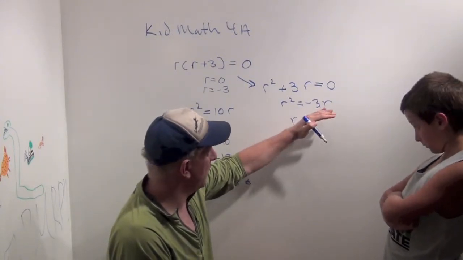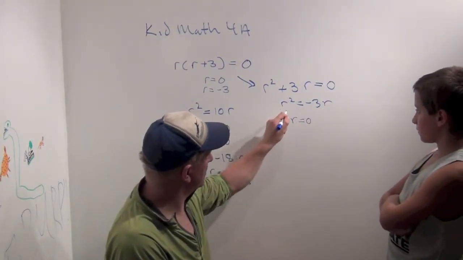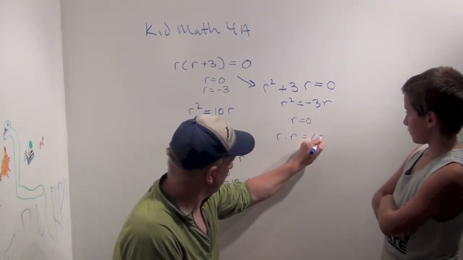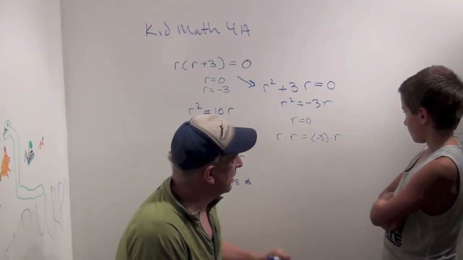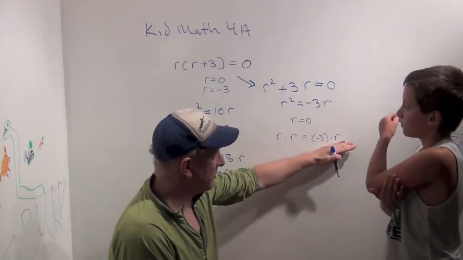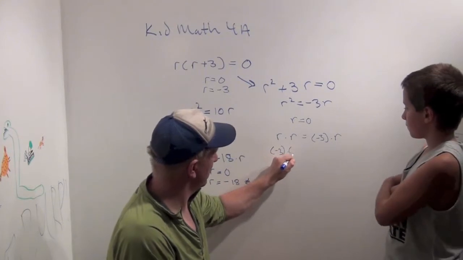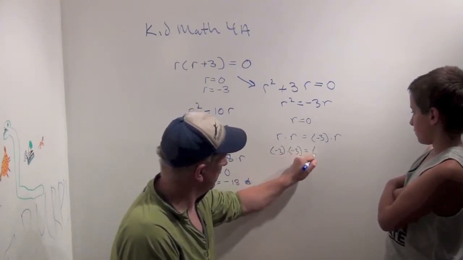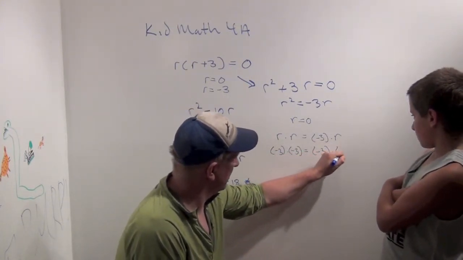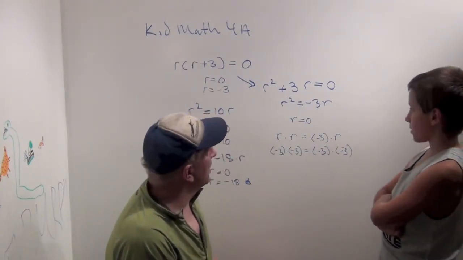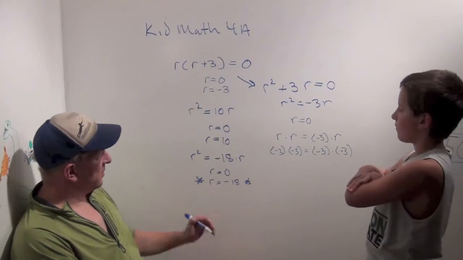But if we look at this equation as r times r equals minus 3 times r, the other thing is if r equals minus 3. Because then we get minus 3 times minus 3 equals minus 3 times minus 3, and that's definitely true, right? So, and 0.